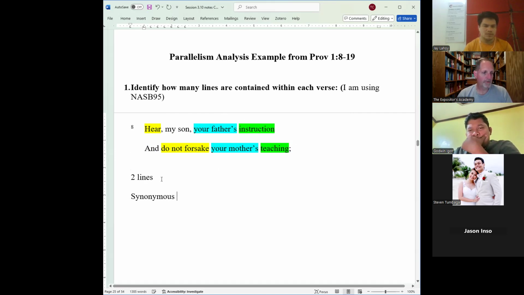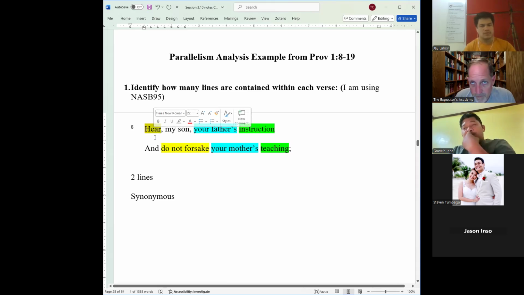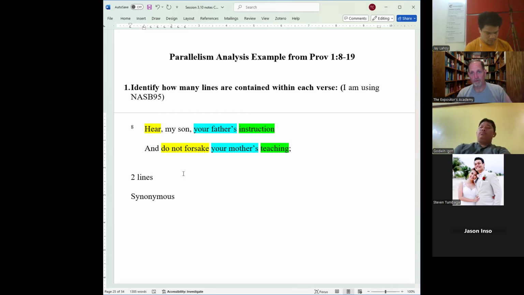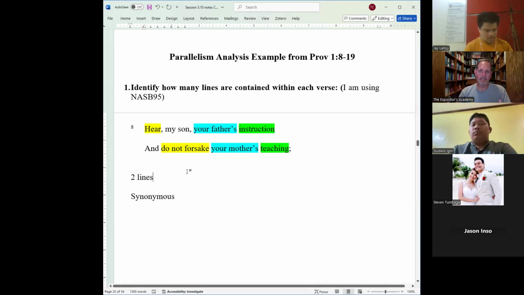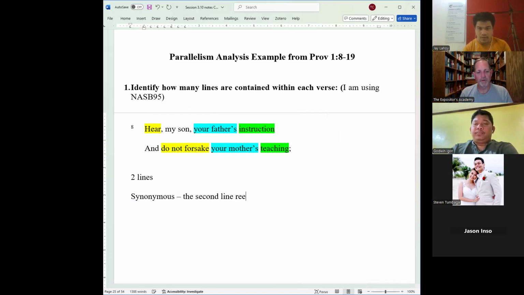Synonymous. Because again, notice hear and then do not forsake. And again, in the Hebrew idea, when it's that word hear, it often means obey, right? And the Shema, "Hear, O Israel, the Lord your God." So the idea is listen with the intent to respond in obedience. So hear and do not forsake really are synonymous ideas. And of course, we have your father and your mother. Now, father and mother are not the exact same person, but they're both, right, each parent. And then instruction and teaching is synonymous. So this is synonymous parallelism. The second line essentially repeats or reiterates the first. Okay?